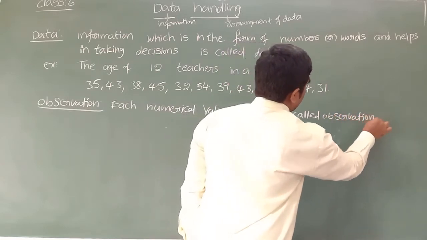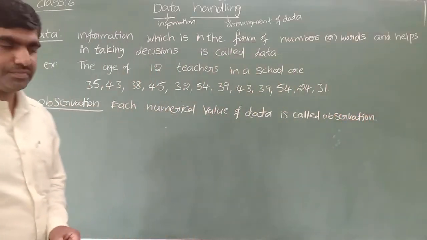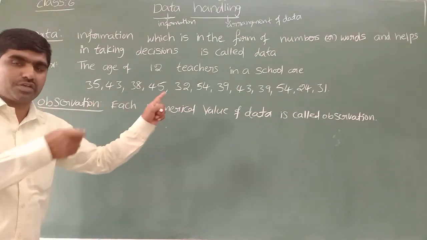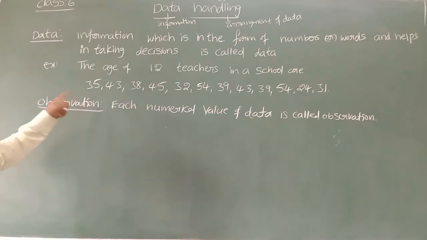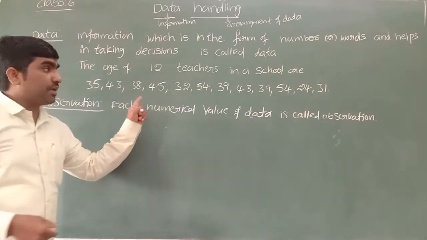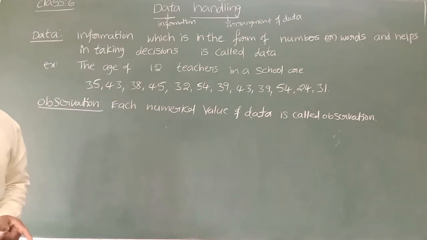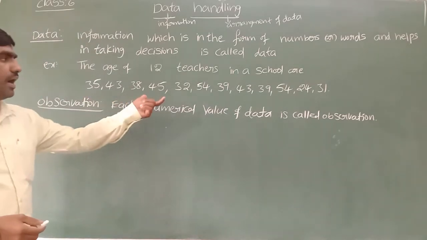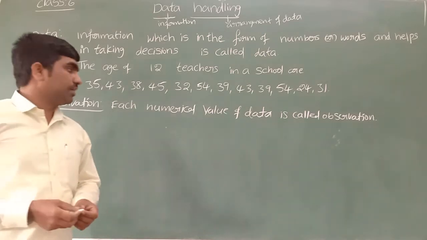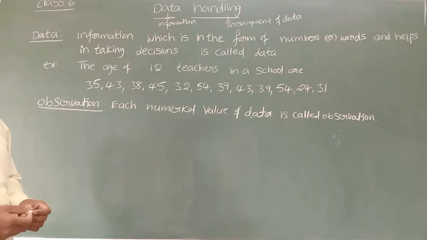Okay, simply we can say each number of data, each numerical value, is called an observation. Here you can see 12 numerical values, 12 numbers. So here the number of observations is 12. This is about what is data and what is an observation.